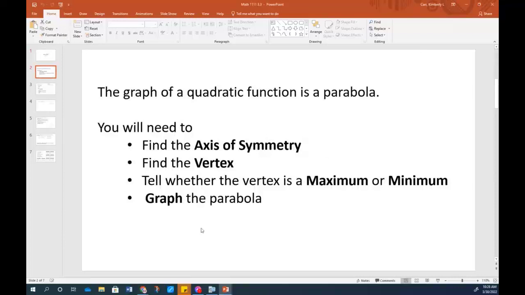This information here, you might want to take a picture of it or just make a quick note, particularly those words that are in bold, because that's what we're going to do. And then I think my next slide actually tells you how to find that information. So just get the key words off of that page and be good to go. So axis of symmetry, vertex, maximum or minimum, and then graph the parabola.